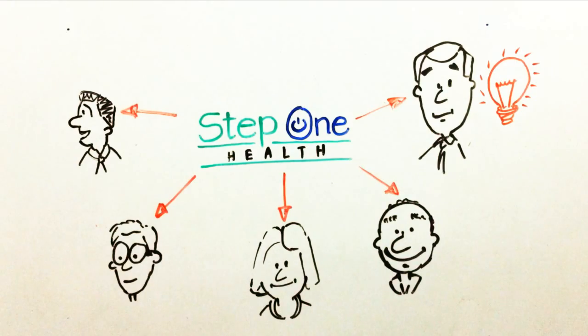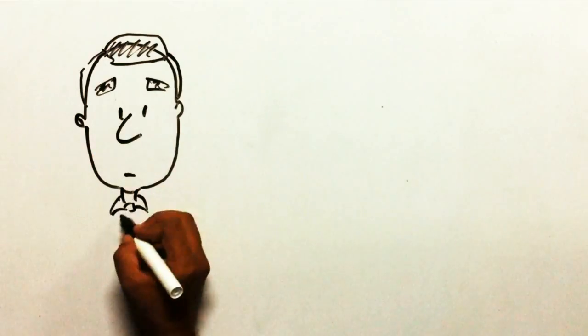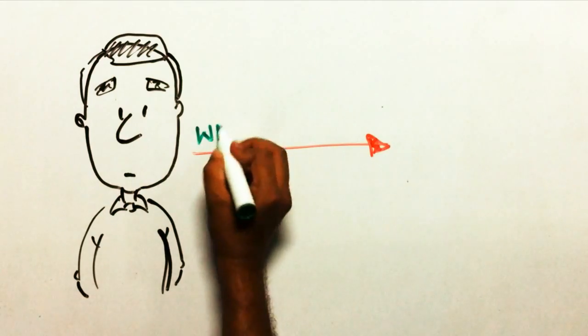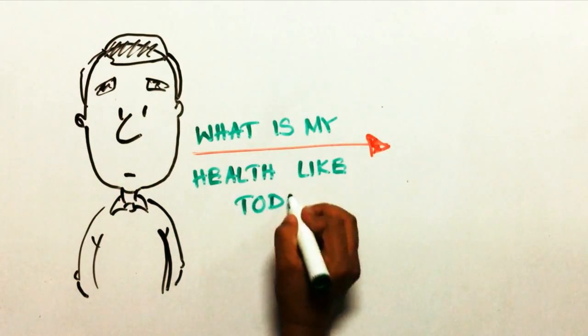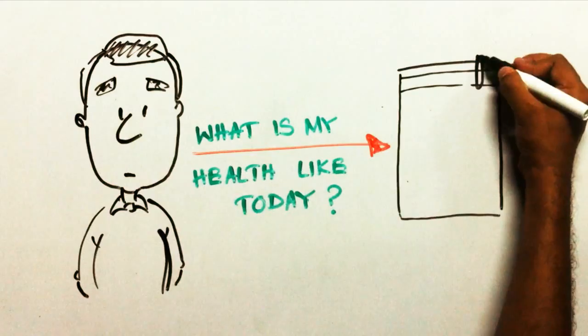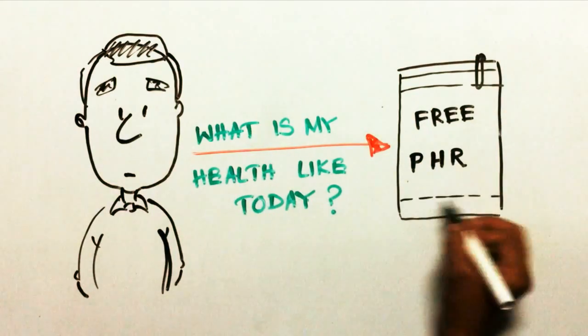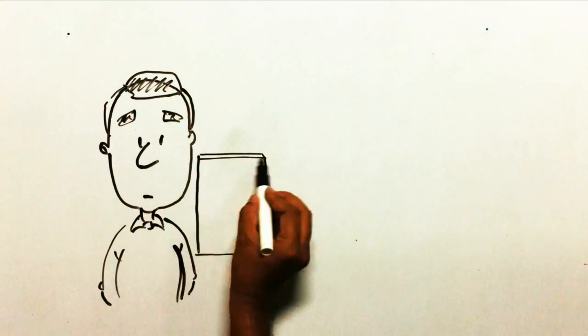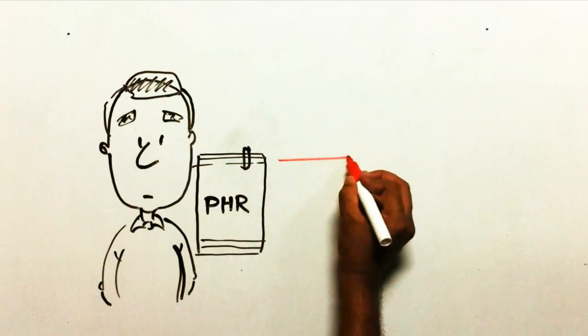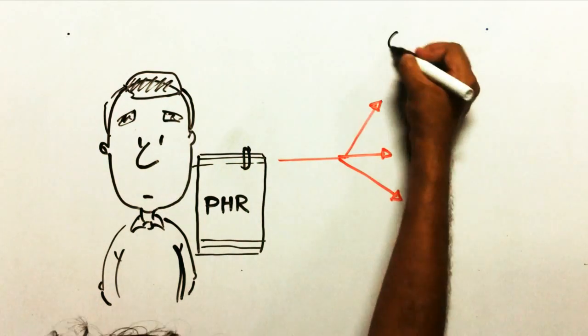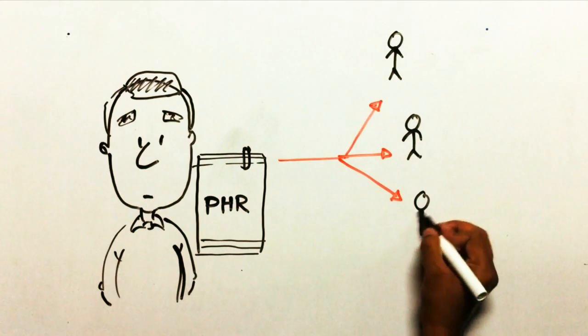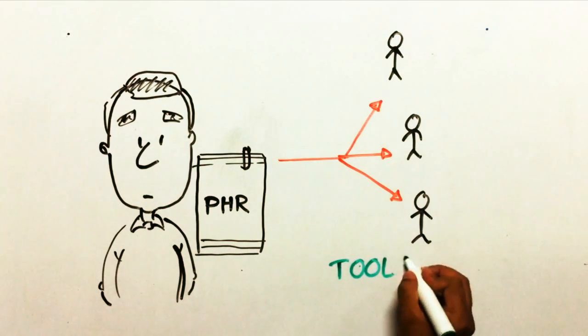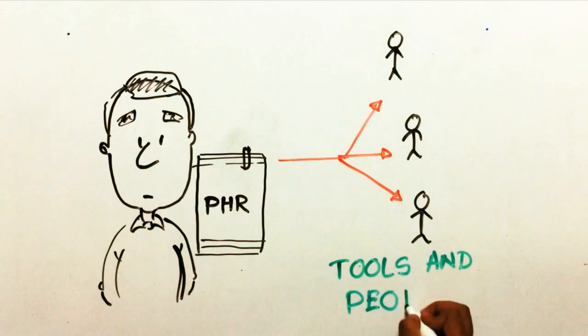The StepOne Health consumer experience starts with a free private health record, or PHR, where detailed lab results answer the question, what is my health like today? The private record then connects to the tools and people who are waiting to help. Working together in a community, everyone can make informed decisions and track changes in his or her health over a lifetime. Because knowing your numbers is where you start, the first StepOne Health partner is MyMedLab.